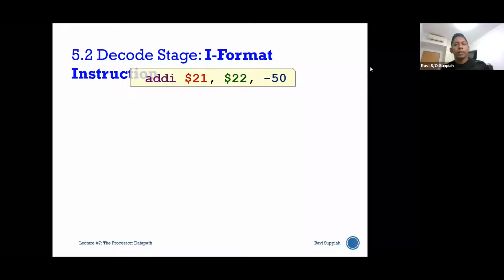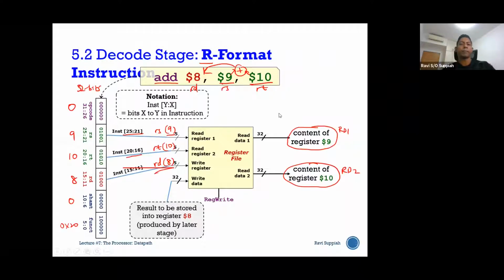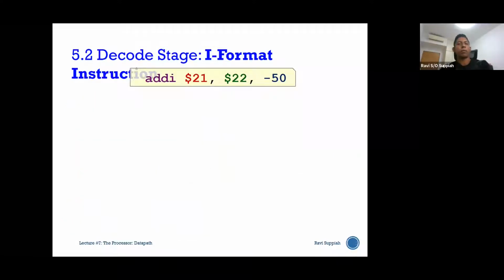Okay, so let's come back. For the I format, right now what we have seen is the R format. And for the R format, the mapping and all is no problem, right? Everything falls in place very nicely. But now let's look at the other type of format, the I format, and let's see what is going to happen.